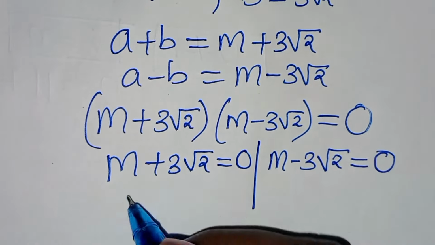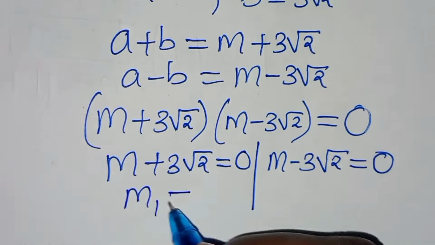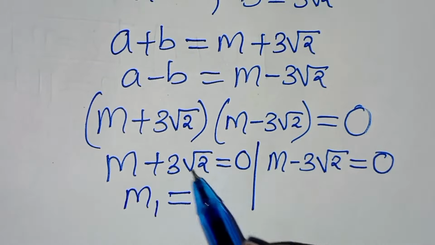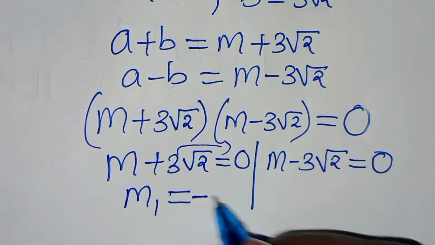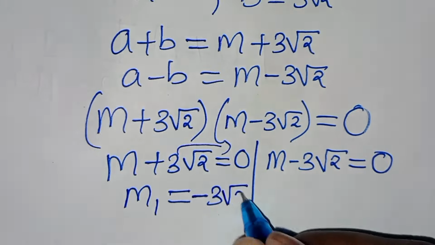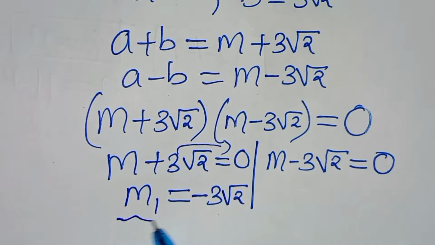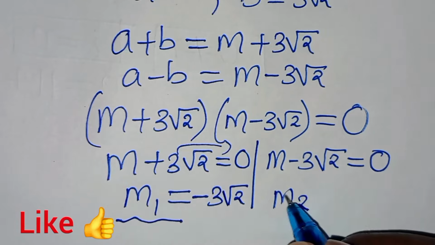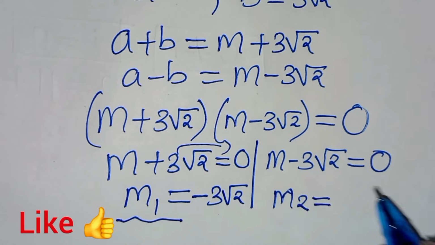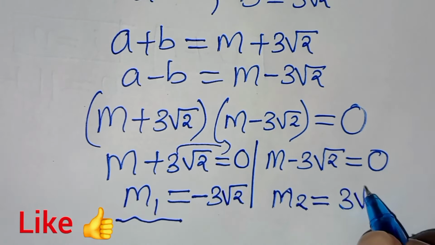So this implies that m1 is equal to 3 square root of 2 on the left; if you take it to the right hand side, this becomes minus 3 square root of 2. So this is the first value of m. We have the second value of m, that is m2, which is equal to 3 square root of 2.